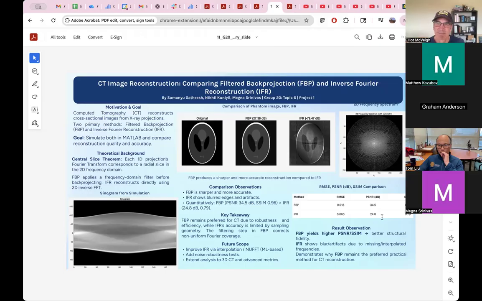So in summary, we just confirmed that FBP remains more robust and practical, and IFR highlights that even though the theoretical foundations of CT imaging allude to IFR being a viable alternative to FBP, I think it needs to rely maybe a bit more on the integration of machine learning or convolutional neural networks to correct the lack of fidelity that we find, or maybe the use of non-uniform fast Fourier transforms to make up for whatever we lack in those streaking and blurring artifacts.